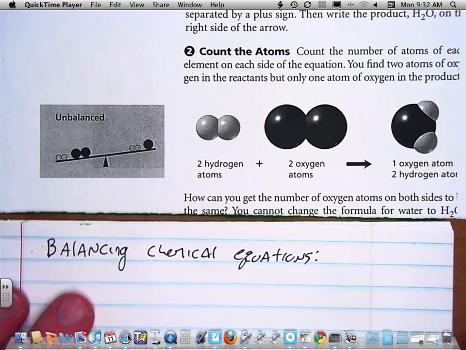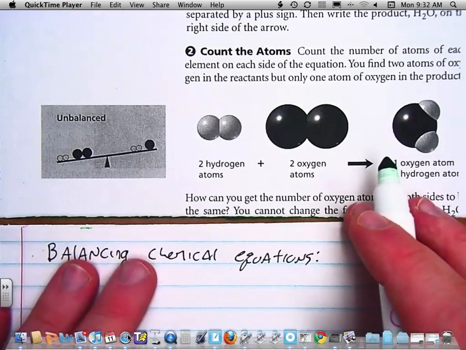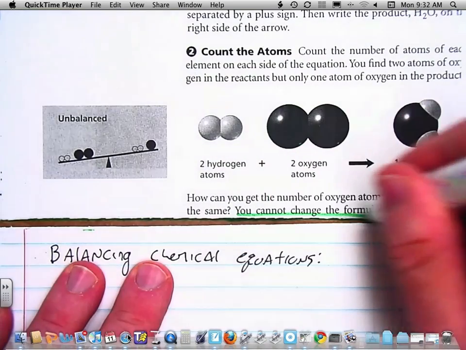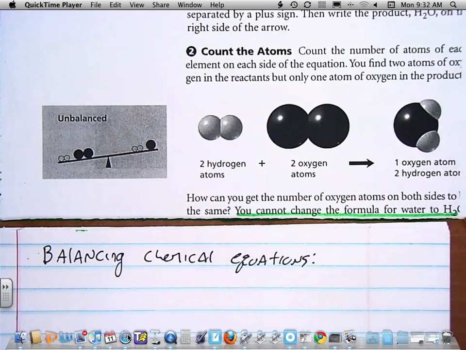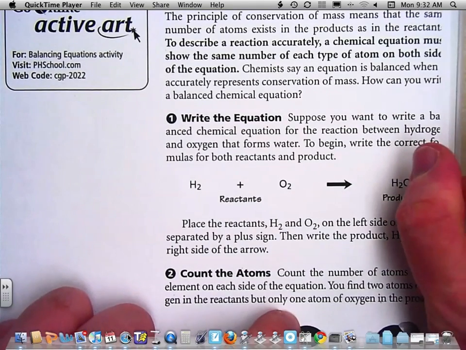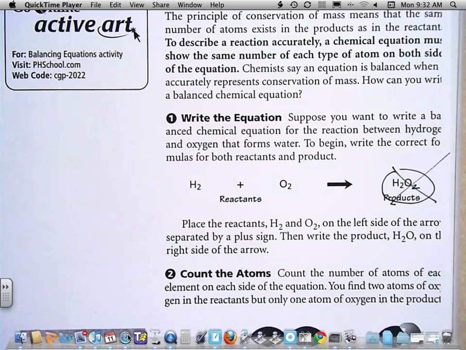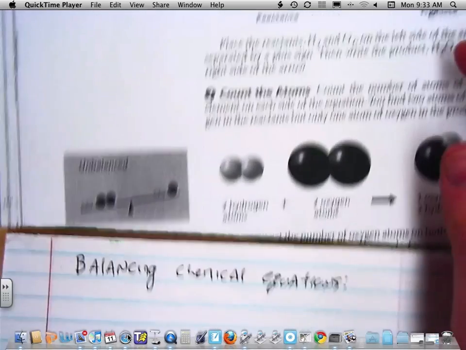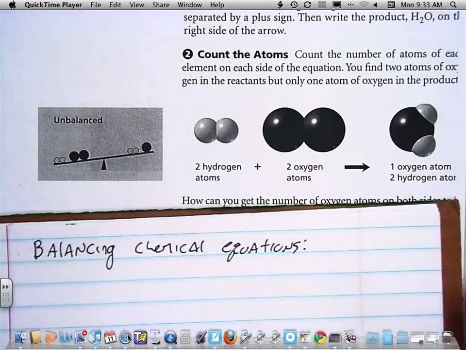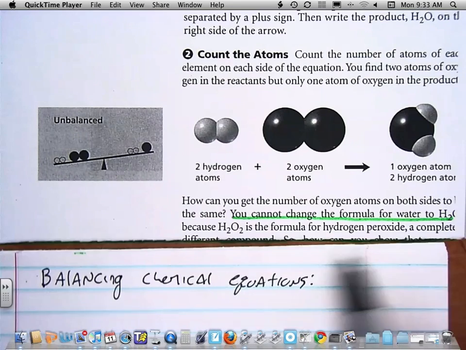You cannot change the formula for water. Now that's really important. You cannot change the formula for water. A lot of people say, oh, well, Mr. Worley, why don't we just come back up here and write a little 2 right here. But if you do that, this is not water. If you do that, it's hydrogen peroxide, which is poisonous if you drink it. Kill you till you're dead. You don't want that. So you can't change the formula of the product, or of water, because H2O2 is the formula for hydrogen peroxide, a completely different compound.